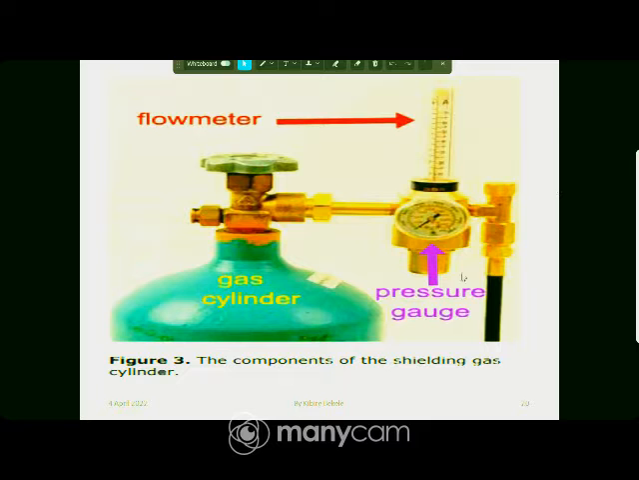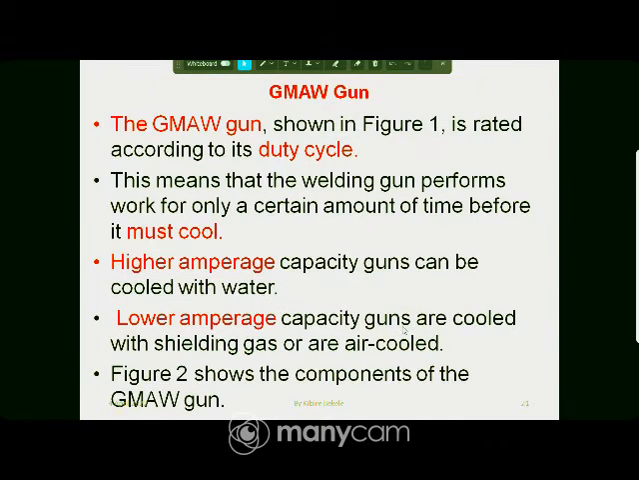And so another piece of equipment is what? The gun, the welding gun, the gas metal arc welding gun. This is a part of gas metal arc welding. The gas metal arc welding gun shown in the figure is related to the duty cycle. You know the duty cycle for any welding machine, whether it's gas metal arc welding, shielded metal arc welding, or gas tungsten arc welding.